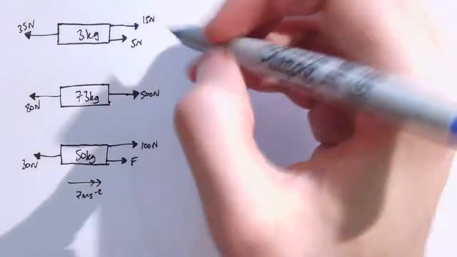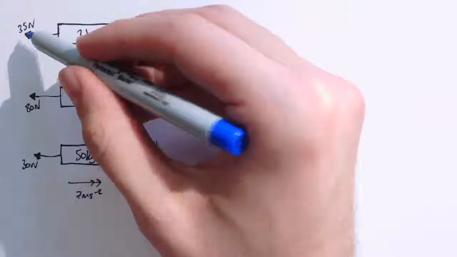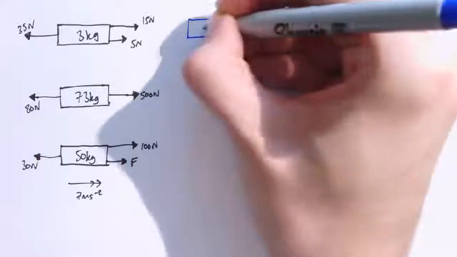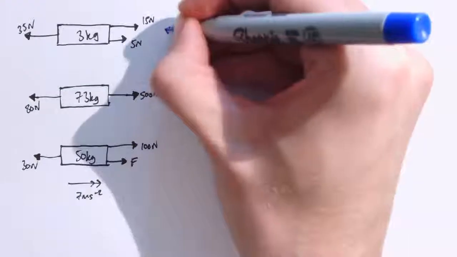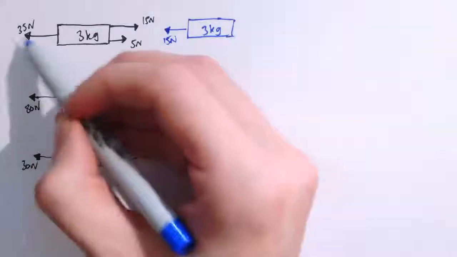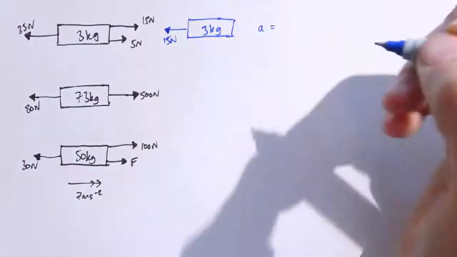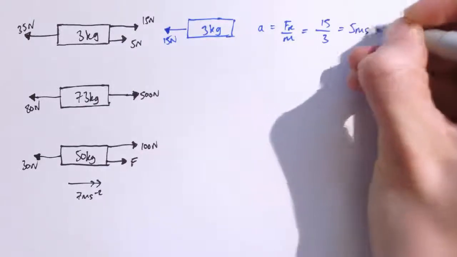So the first one here, we've got forces of 15 and 5 to the right and 35 to the left. So looking at the resultant force then, I could redraw this, so it's still got mass 3 kilograms here, but this is equivalent to just having one single force in this direction of 15 newtons. So 20 newtons here will be balanced out by 20 newtons over here, leaving 15 newtons in this direction. And then the acceleration is given by the resultant force divided by the mass, which is 15 divided by 3, which is 5 meters per second squared.